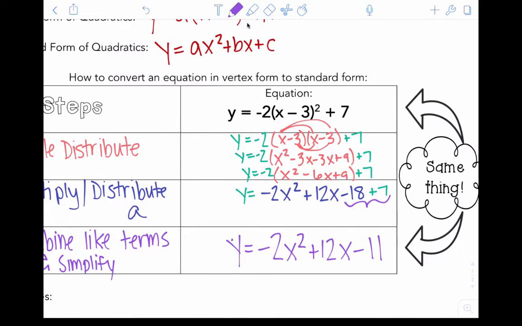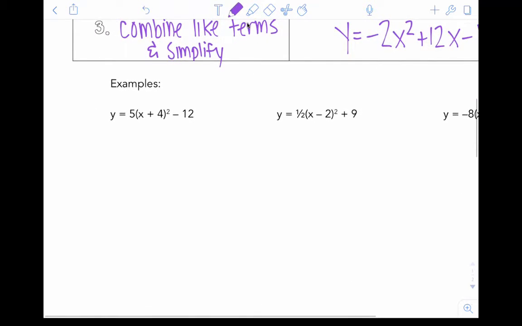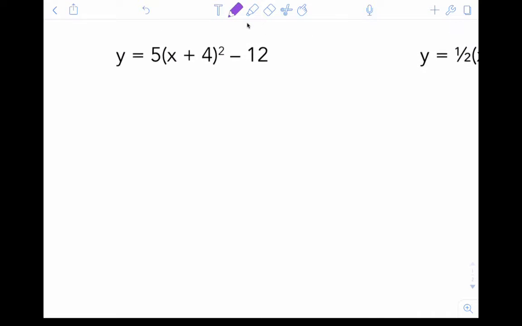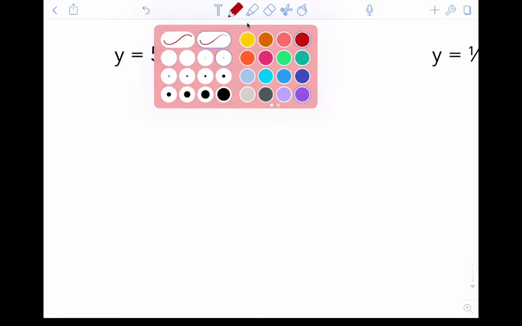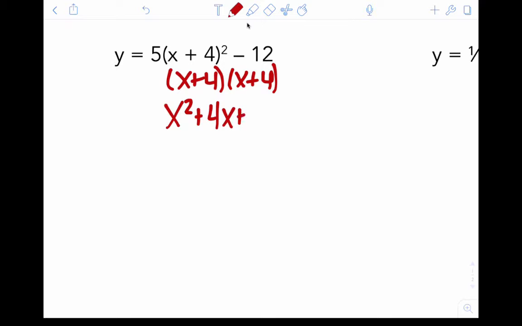So let's do some examples. I'll do one more example with you before I have you do some on your own. In this example, y equals 5 times the quantity x plus 4 squared minus 12. My first step is to double distribute, so I'm going to write out x plus 4 times x plus 4. When I double distribute, that's x squared plus 4x plus 4x plus 16. And I still have my other numbers that I cannot forget about.